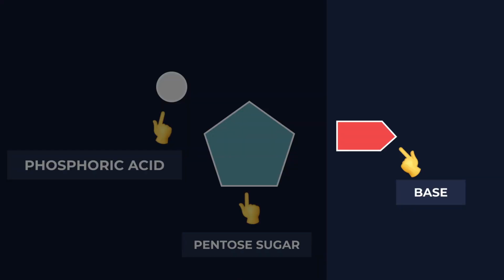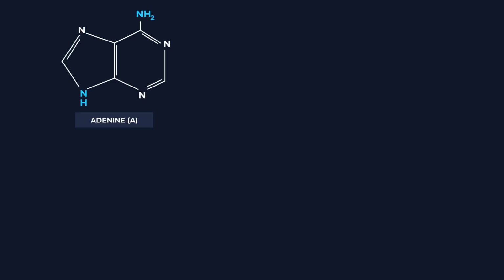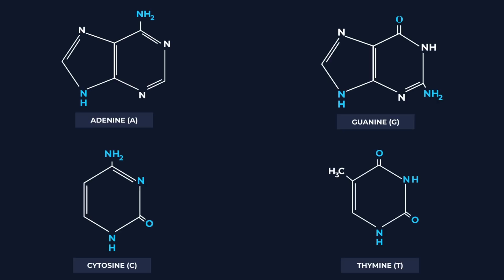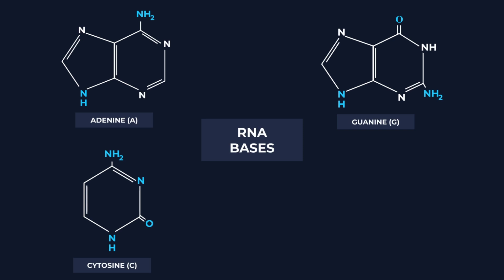And then we have the base. There are 4 types of bases: adenine, guanine, cytosine, and thymine. So these 4 bases which I just mentioned are the bases of DNA. RNA also has bases. The first 3 bases of RNA are the same as DNA. So the bases of RNA are adenine, guanine, and cytosine. But instead of thymine, we have uracil in RNA. So the 4 bases of DNA are adenine, guanine, cytosine, and thymine, and the 4 bases of RNA are adenine, guanine, cytosine, and uracil. So instead of thymine, we have uracil.